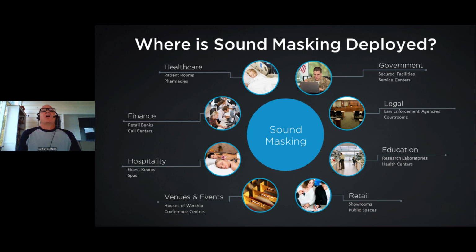Sound masking is often found in government facilities, in legal facilities like lawyers' offices. It's common in education, like labs, libraries, exam rooms, etc. In retail environments, public venues and event spaces, hospitality environments like hotel rooms, and financial institutions like retail banks and call centers.